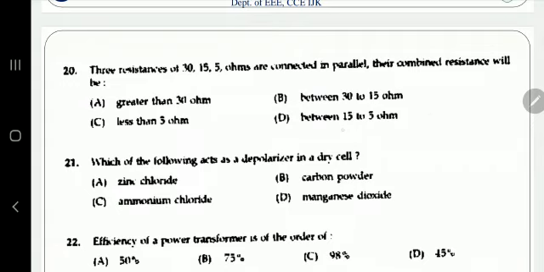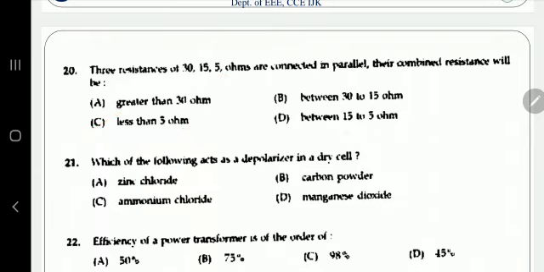When we are connecting different resistors in parallel, the equivalent resistance value will be less than the least resistance which is connected in parallel. Here the least resistance is 5 ohm, so the value will be less than 5 ohm. The answer for question number 20 is option C. Similarly, you can study one more thing also: in a series connection, the equivalent resistance value will be higher than the highest value which is connected in series.